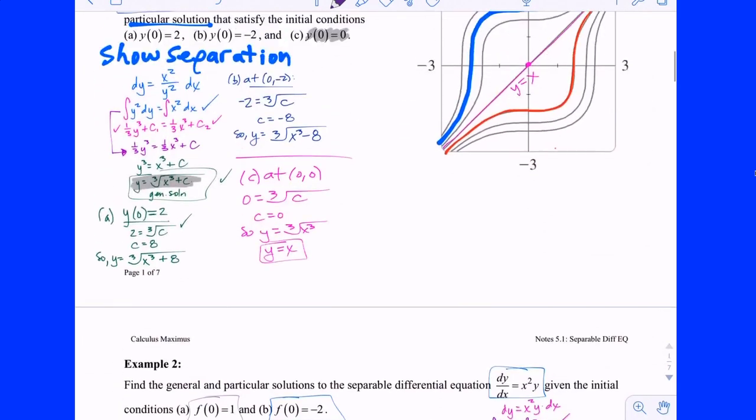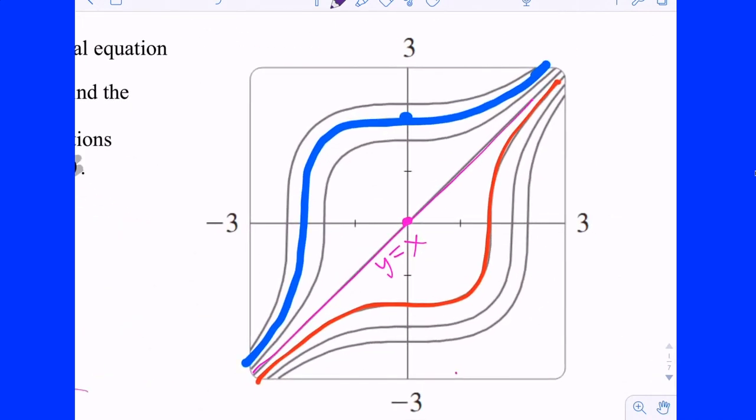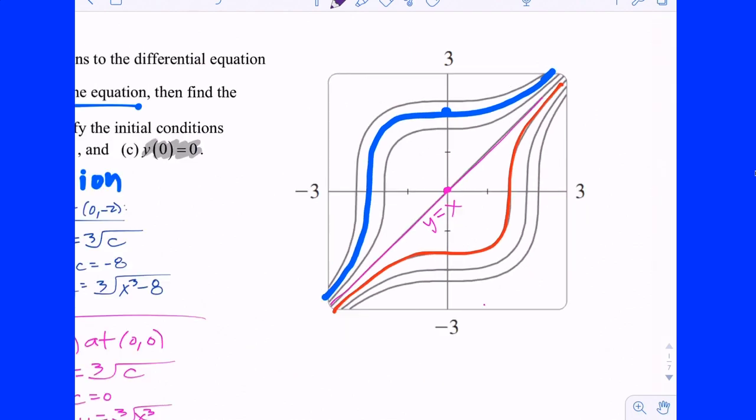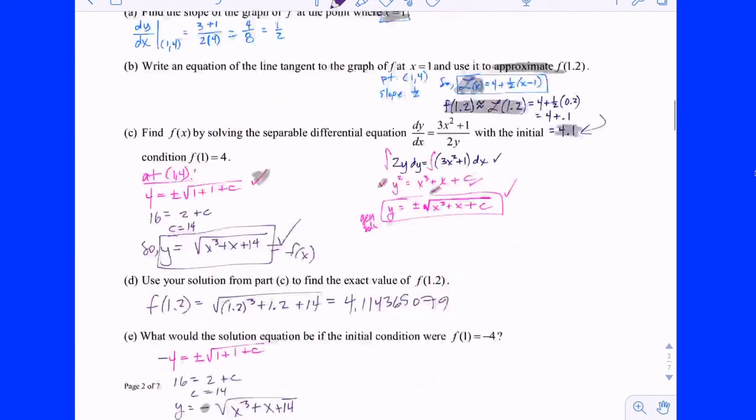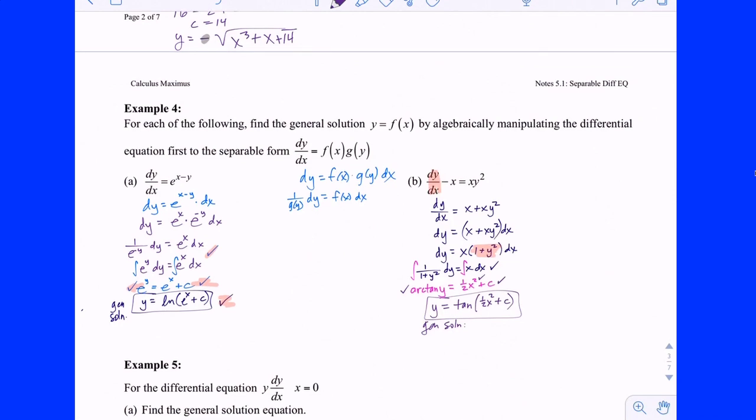And if you look at the original picture that we had, those are all the particular solutions. You can kind of think of all of them together as being representative of the general solutions. Those aren't just vertical shifts of each other. So the C there kind of affected the graphs in a different way. That's kind of a segue into the next section.